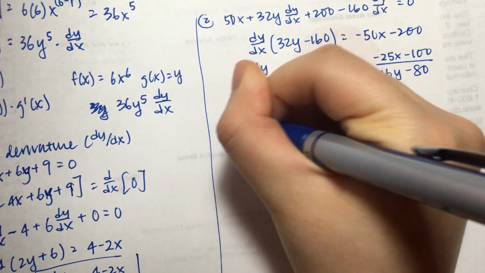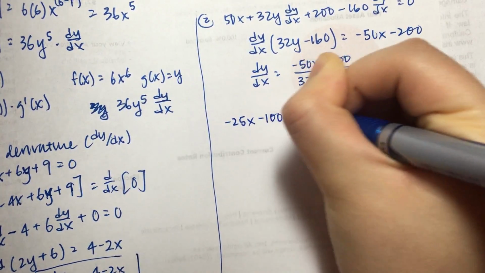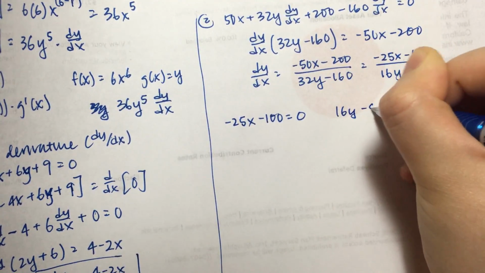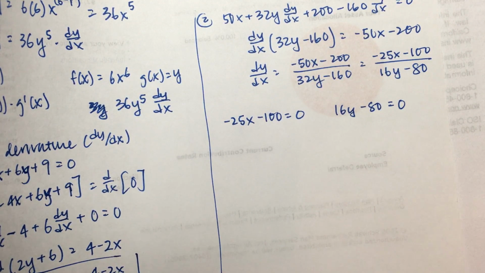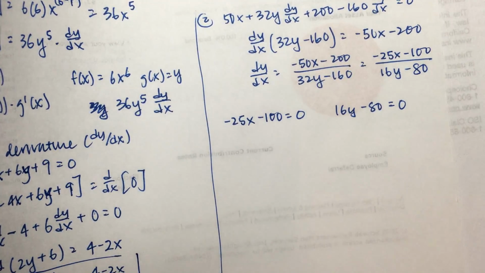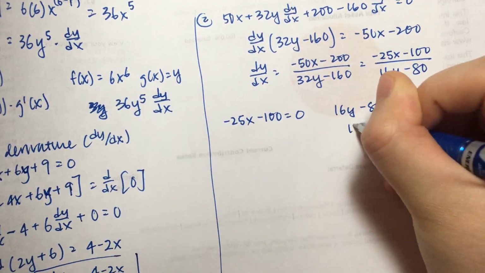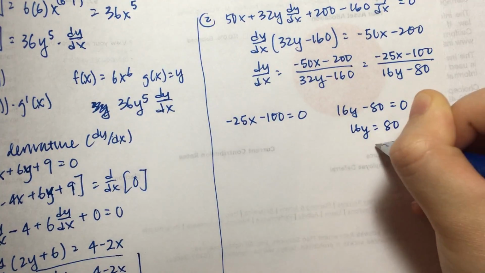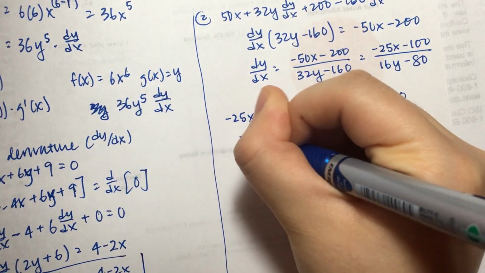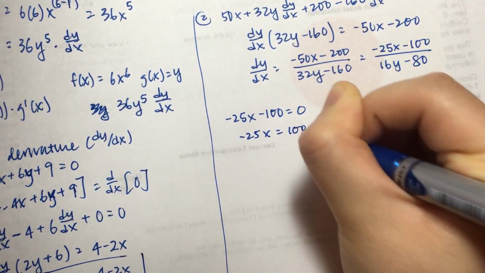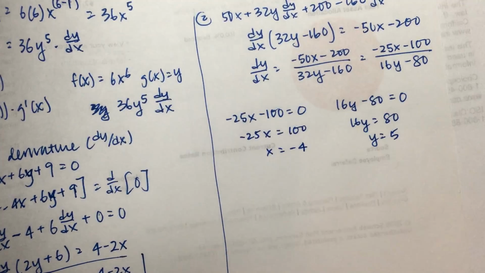That basically just means the numerator, right? So set the numerator equal to 0 and set the denominator equal to 0 too, because the equation can have a vertical tangent line when the derivative is undefined. So it's undefined when the denominator is 0. So I'm going to just do that first. 16y equals 80, y equals 5. Okay, and right here, negative 25x equals 100, so x equals negative 4.